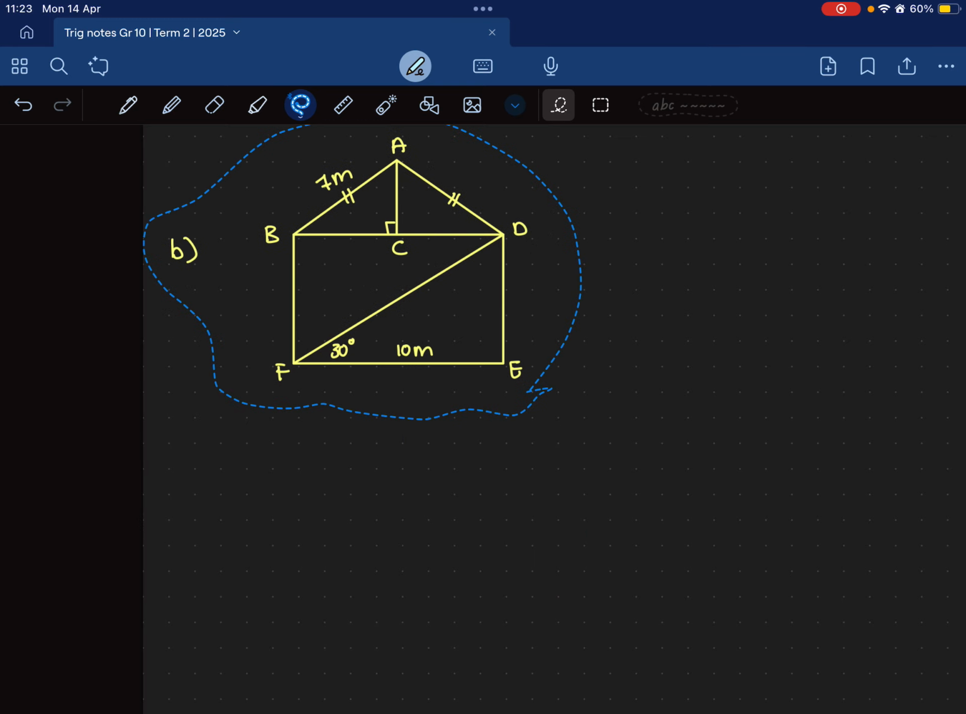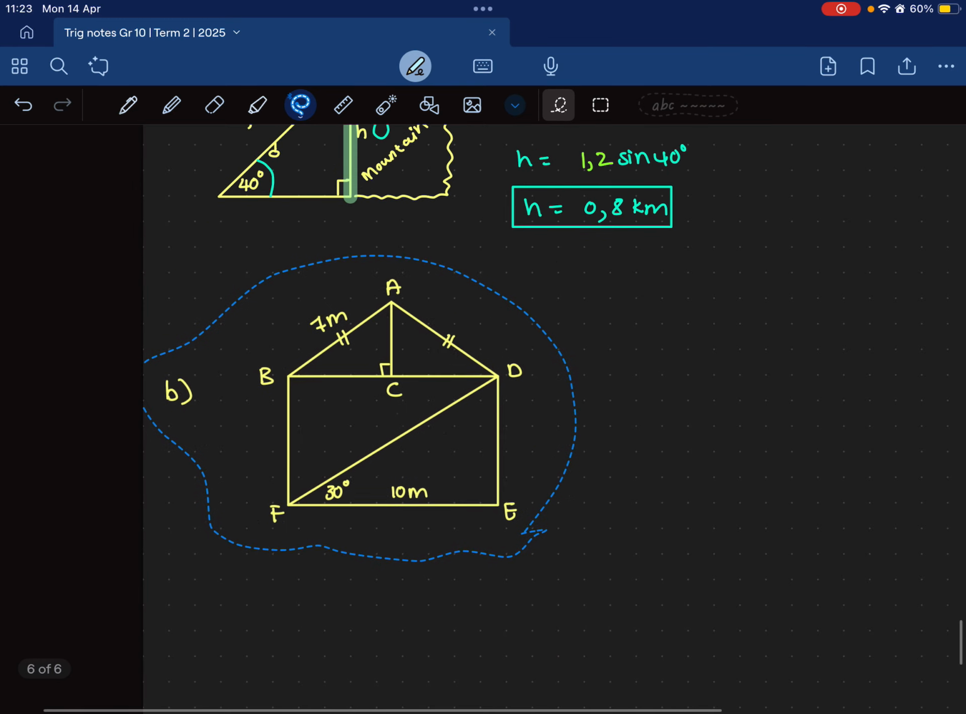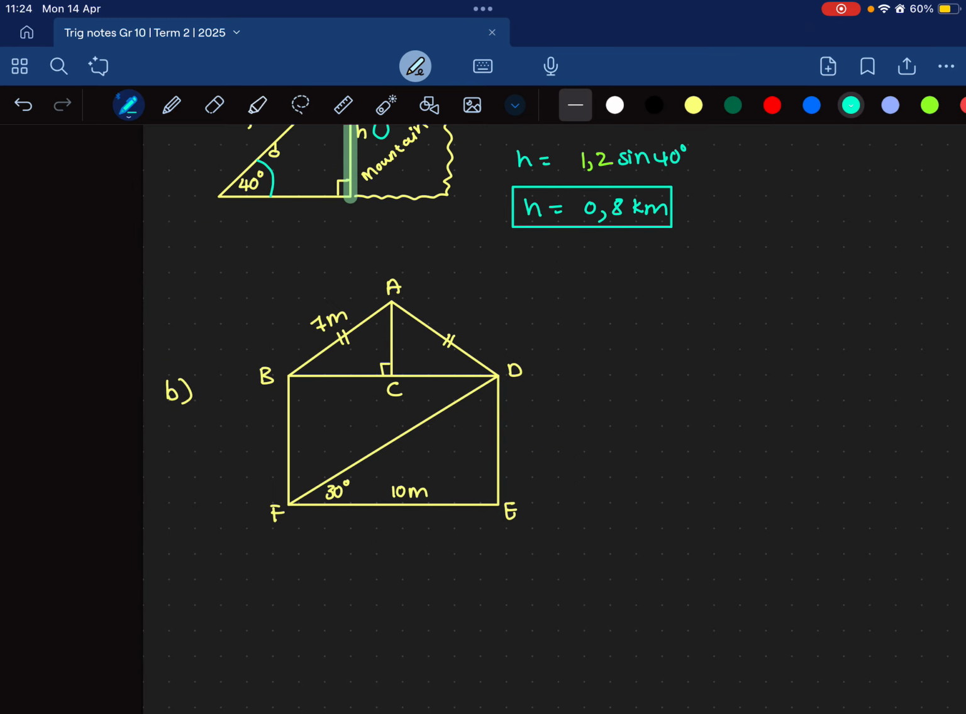Okay, then for B, I've also already drawn the diagram. Remember, we said make sure that you have the diagram drawn in your book when you're answering these questions. So it says an architectural design of the front of a house is given below. The length of the house is 10 meters. Then they tell you an exterior staircase leading to the roof forms an angle of elevation of 30. There's the staircase, there's the angle of elevation. The slanted part of the roof must be 7 meters in length.